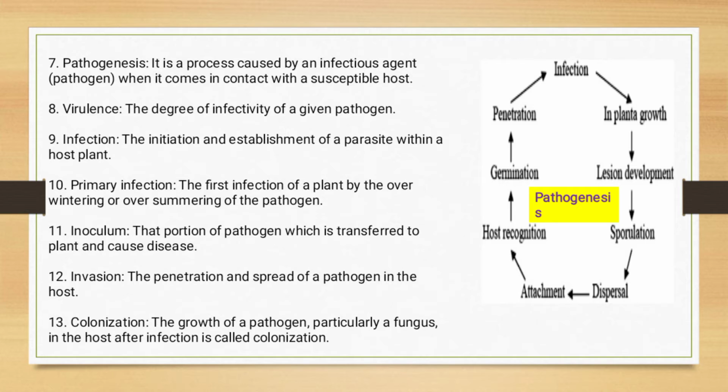Primary infection: the first infection of a plant by the overwintering or oversummering pathogen. Means after the completion of its dormant state, when it gets favorable environmental conditions and host range, then the pathogen gets activated and causes the disease, and multiplication starts after the favorable condition. That is called primary infection. Inoculum: the portion of pathogen which is transferred to the plant and causes disease.